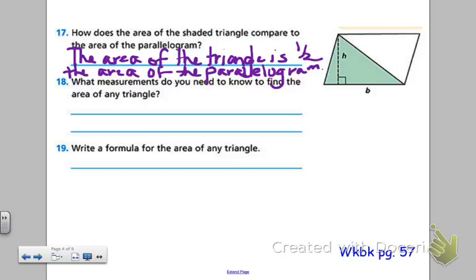What measurements do you need to know to find the area of any triangle? Well, remember, if you want to know the area of a parallelogram, you had to do base times height. Well, the same thing is going to go for acute and obtuse triangles. You still need to know base times height. And actually, that's the same thing for right triangles as well.